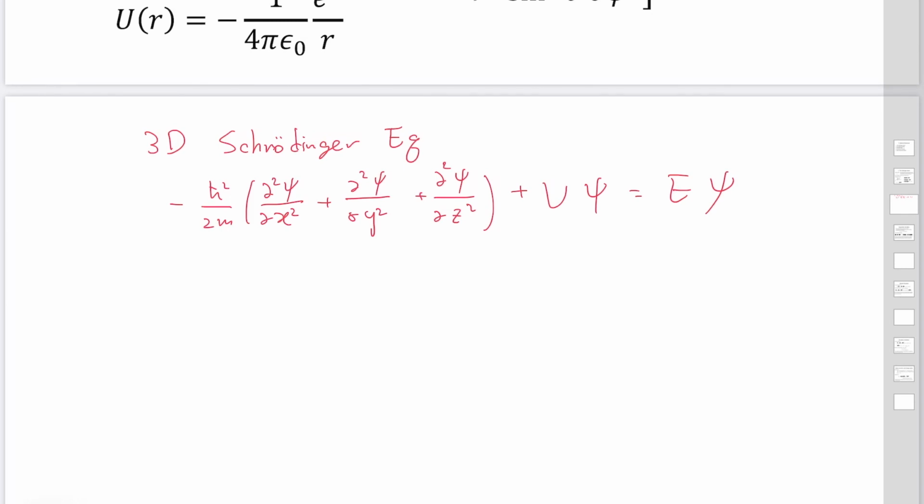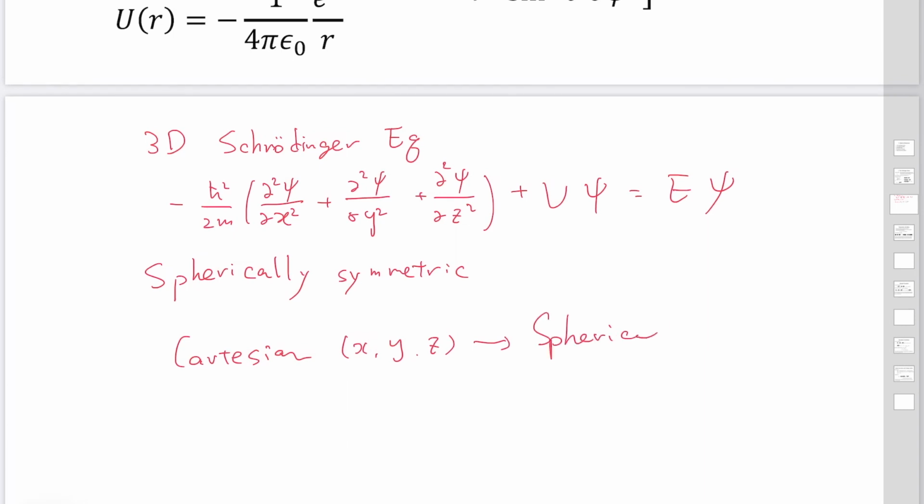We are going to consider the hydrogen atom. In the hydrogen atom, the nucleus is located at the center. We can use spherical coordinates because of the spherically symmetric structure of the hydrogen atom. So we can convert from Cartesian x, y, z to spherical coordinates r, theta, phi.